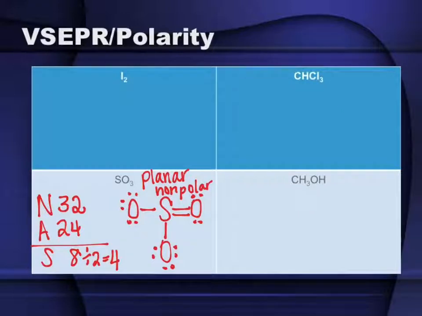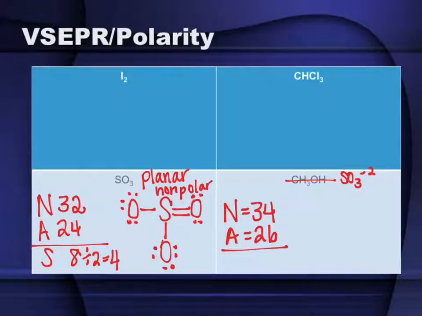So this time I want to do SO3 with a -2 charge. SO3 with a -2 charge. So what's the difference between this and this one? The -2, which means I've added 2 electrons to the needed. So now I need 34, but available is now 26.